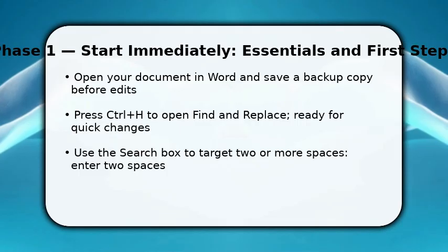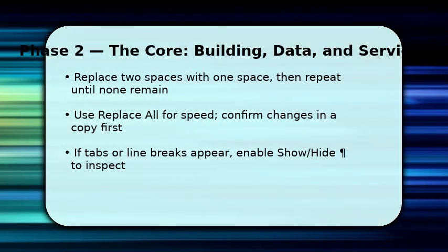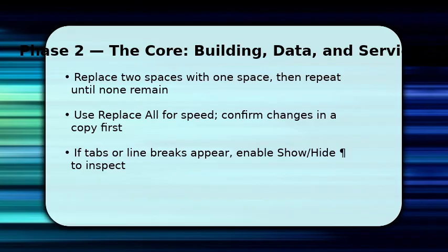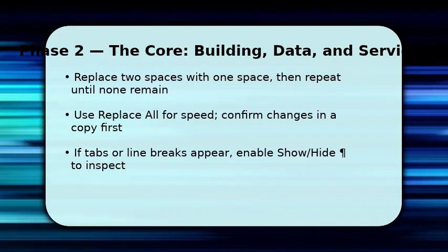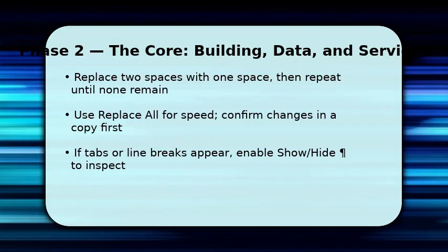Click Replace All. You repeat this action, type 2 spaces, replace with 1, because replacing multiple spaces in one pass can miss longer runs. Make sure to check the status messages as you repeat. They tell you how many replacements occurred. If you see unexpected formatting, enable Show/Hide paragraph to reveal tabs and paragraph marks, because sometimes extra spacing comes from non-breaking spaces or tabs.